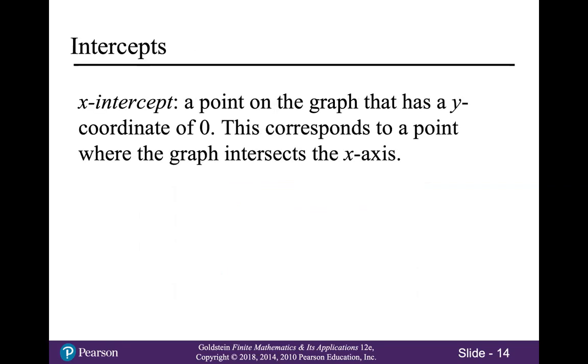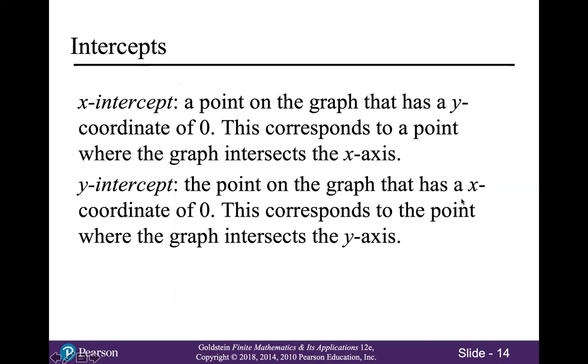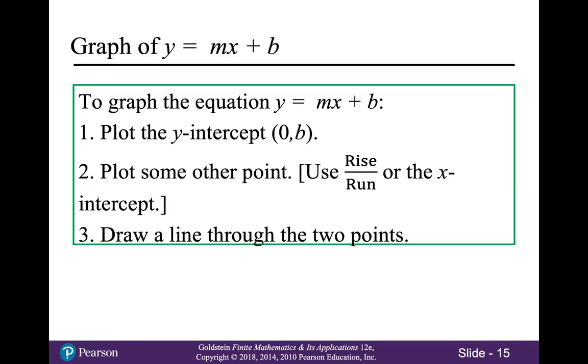All right, intercepts. Intercepts come in two flavors. First, you have the x-intercept. That is a point on the graph that has a y-coordinate of 0. This corresponds to a point where the graph intersects the x-axis. So that's really the reason it's called an x-intercept, because it's on the x-axis. And similarly, the y-intercept is the point on the graph that has an x-coordinate of 0. This corresponds to the point where the graph intersects the y-axis.